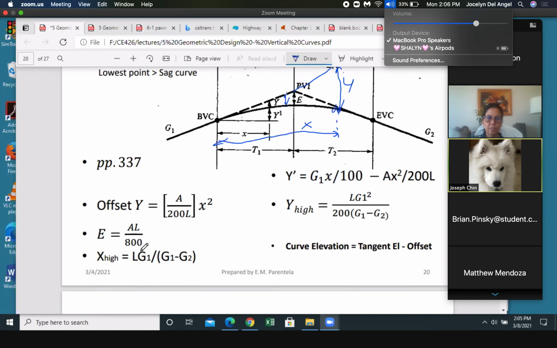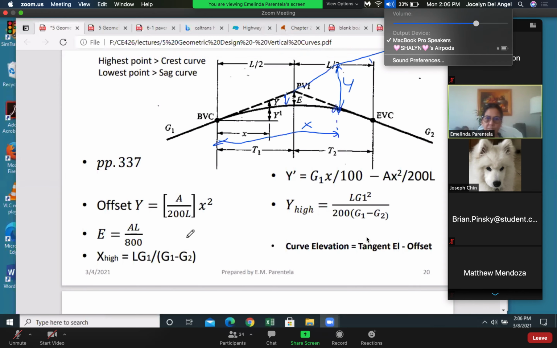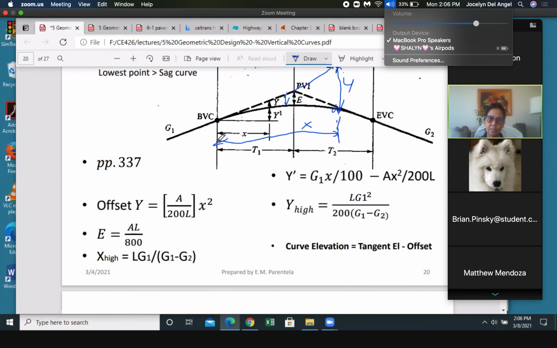Excuse me, Joseph? Yeah. So the y offset is only when you associate it with x, right? Yes. And can the offset y be anywhere on that line? Y can be anywhere, but it has to correspond with your x value, right? Okay. Yes. But the reference point is always G1.